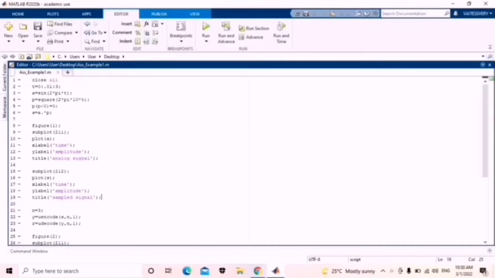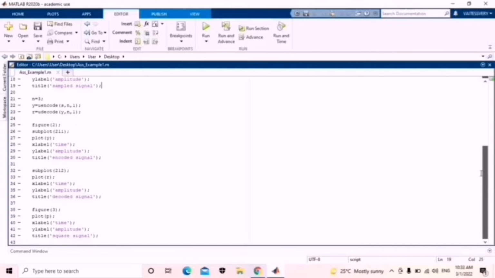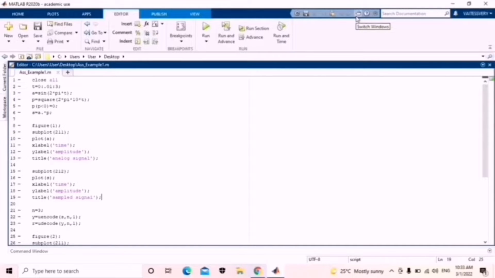I am going to present example 1. This is the full coding for example 1. Here we plot a generated analog signal as an input signal. And then from the signal we cannot plot a simple signal, so we encode and decode the signal, and also we plot a square signal. This expression shows the time matrix from 0 to 3 with the time interval 0.01.